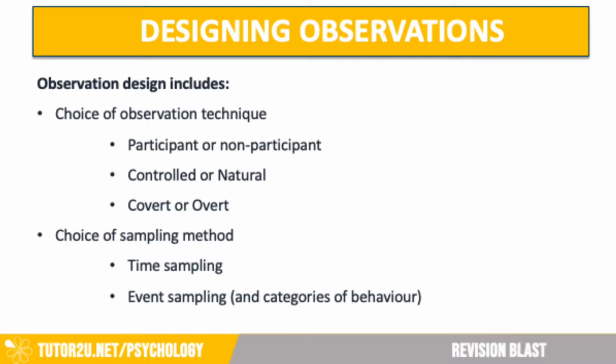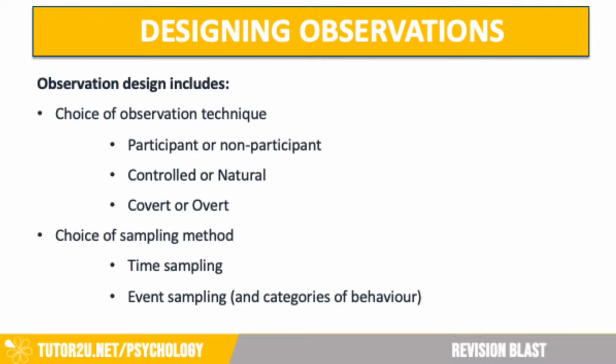Is it covert or overt? So is the observer undercover? Is it done via camera and participants aren't aware that they're being observed? Or is it overt, where they are very aware that they're being observed and they can actually see the observer? And the choice of the sampling method as well, not to be confused with sampling techniques in how we sample participants, but sampling methods in observations is all about time or event sampling, so how you are collecting your data.